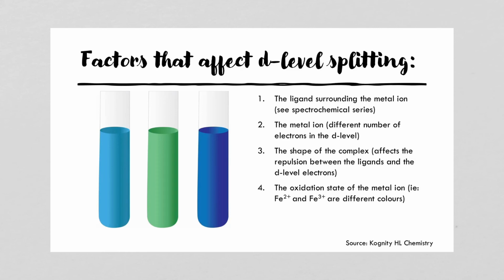So the factors that affect d level splitting are the ligand that surrounds the metal ion. So that's connected to the spectrochemical series. So you can see that. The second thing is the metal ion. The different number of electrons in the d level will impact the d level splitting. The shape of the complex will affect the repulsion between the ligands and the d level electrons. And then finally, the oxidation state of the metal ion. So the iron 2 plus and the iron 3 plus are different colors, for example.